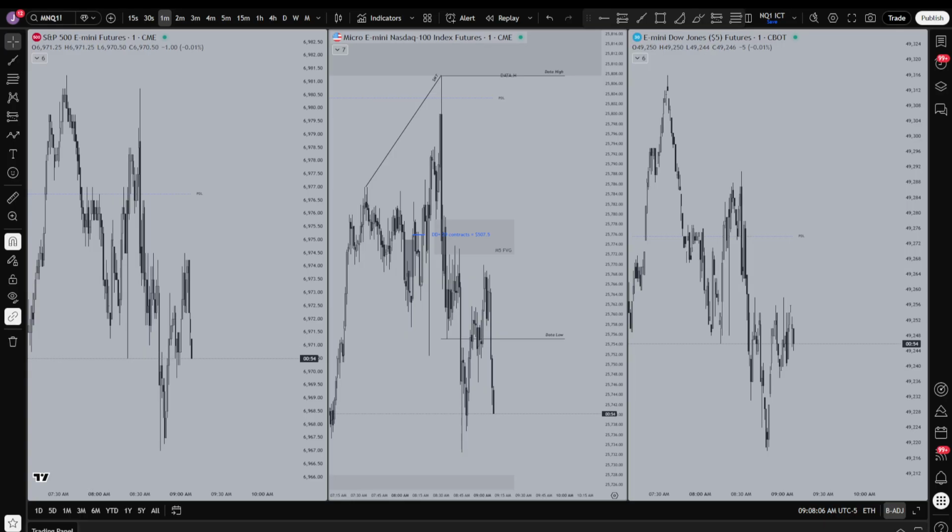Two-minute inverse right there. Wow, we're dumping. That was the highest time frame gap to inverse as well.